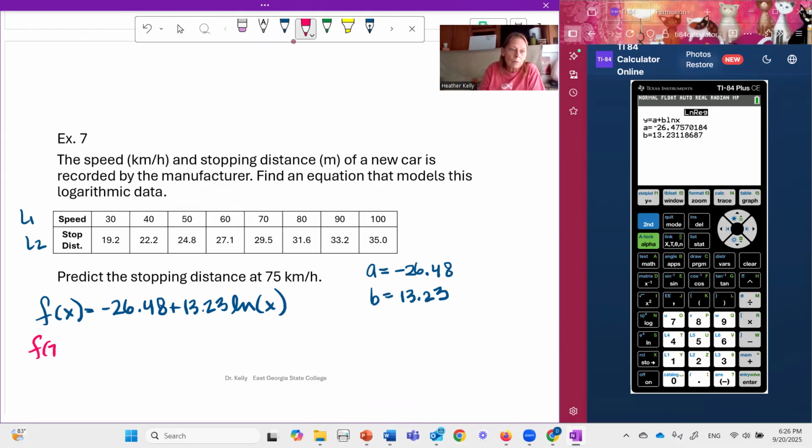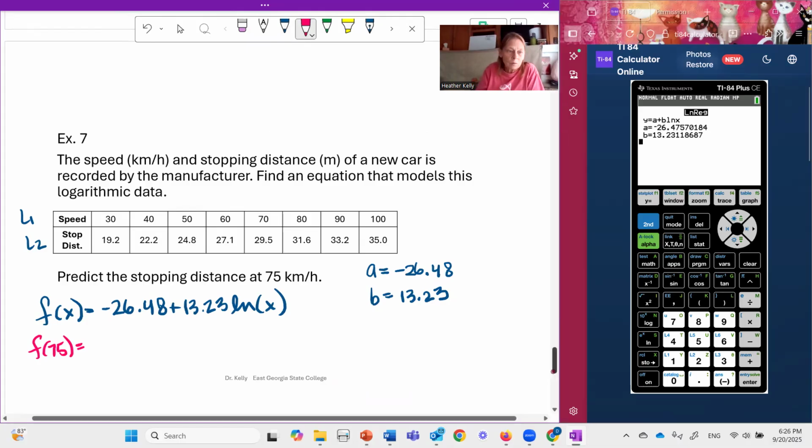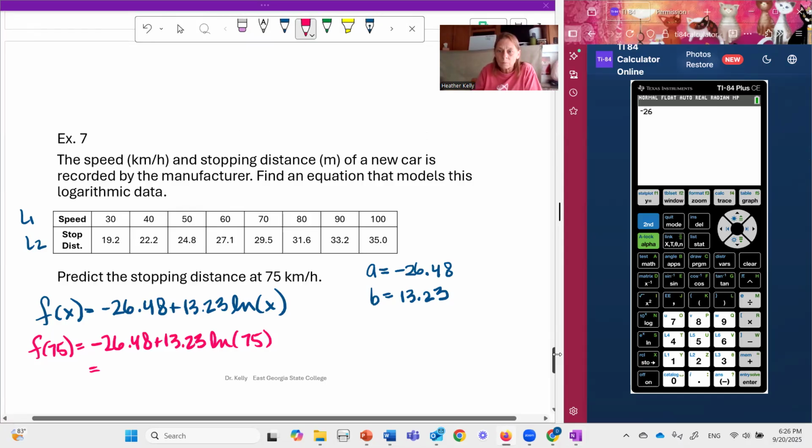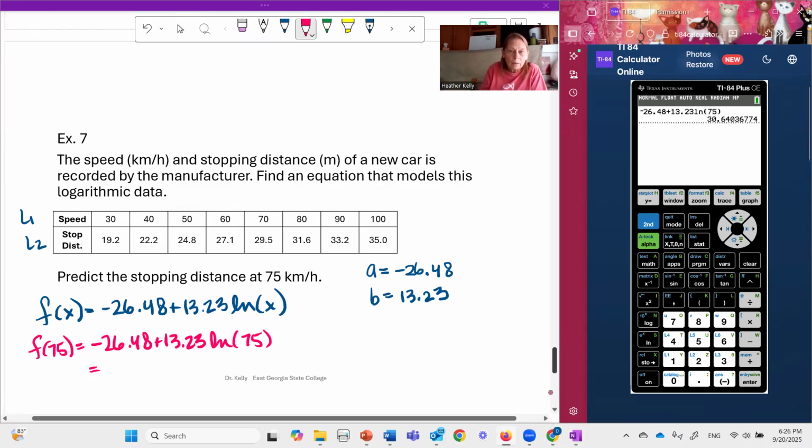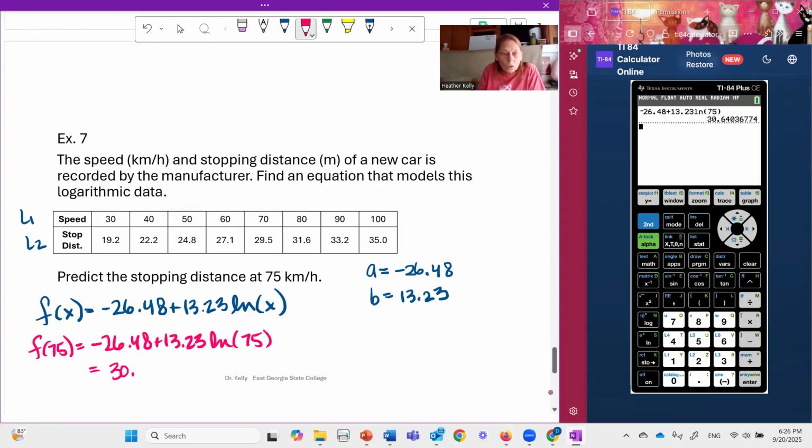That would be f of 75 is equal to, and let's put that in here. I'm going to do it negative 26.48 plus 13.23 ln of 75. That's equal to, let's see, negative 26.48 plus 13.23 ln of 75. Enter, and we get 30.640.